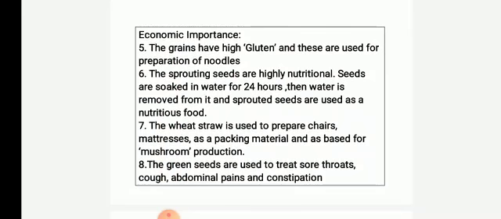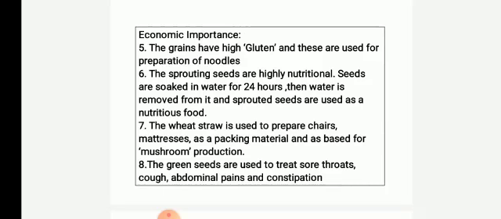This slide represents economic importance of wheat. The grains have high gluten and these are used for preparation of noodles. The sprouting seeds are highly nutritious. Seeds are soaked in water for 24 hours. Then water is removed from it and the sprouted seeds are used as a nutritious food. So sprouts of seeds are useful as a diet.